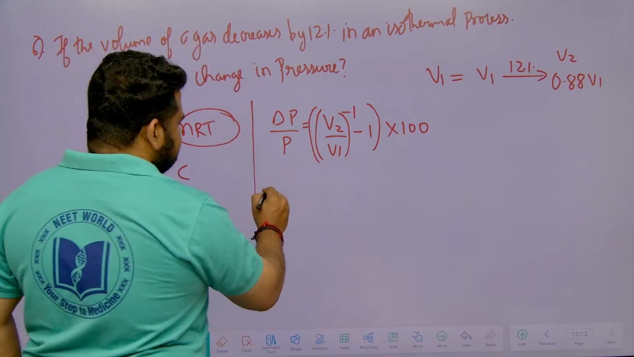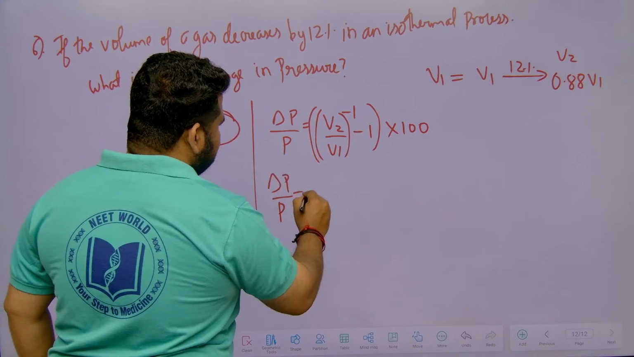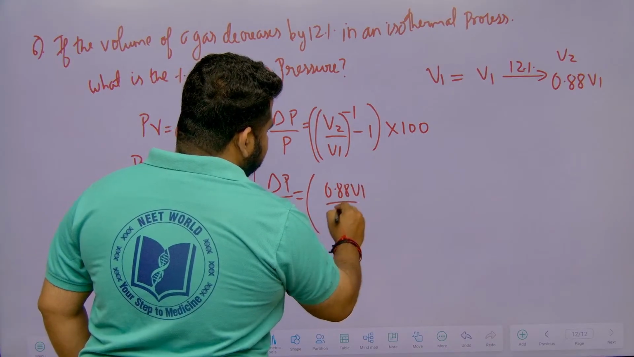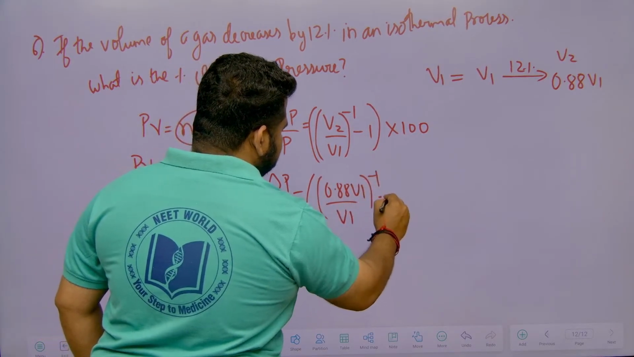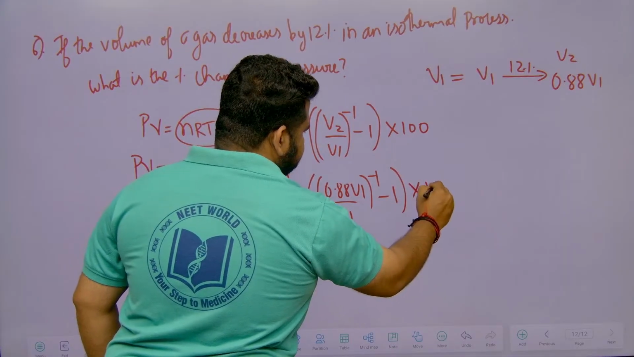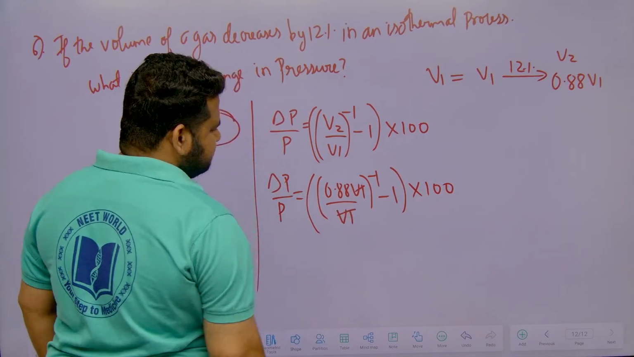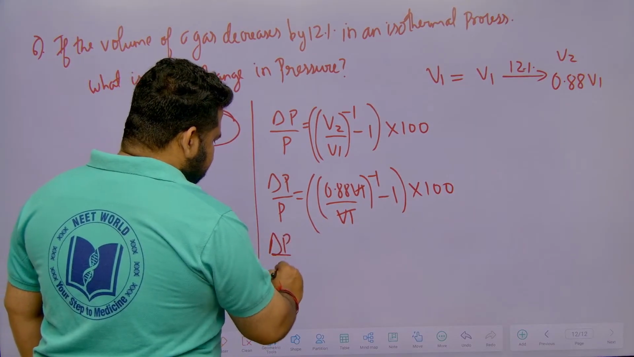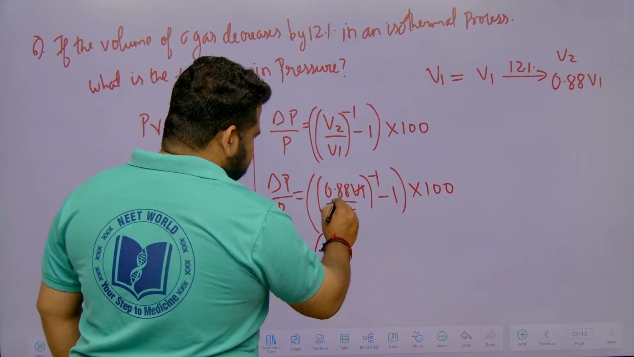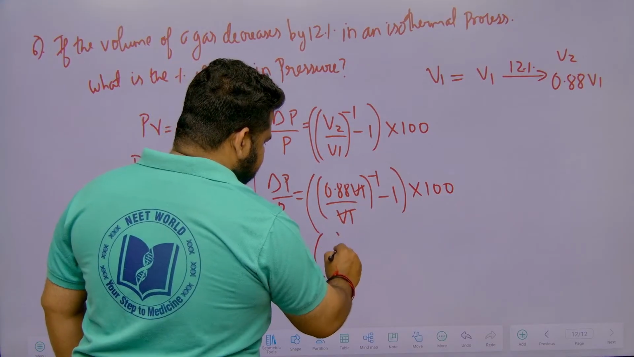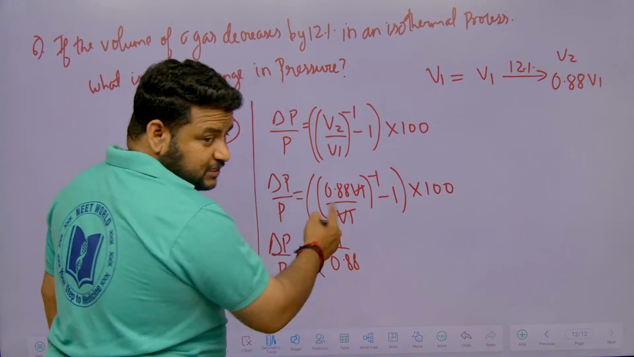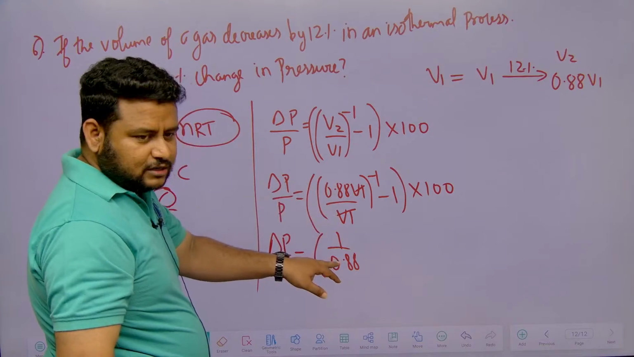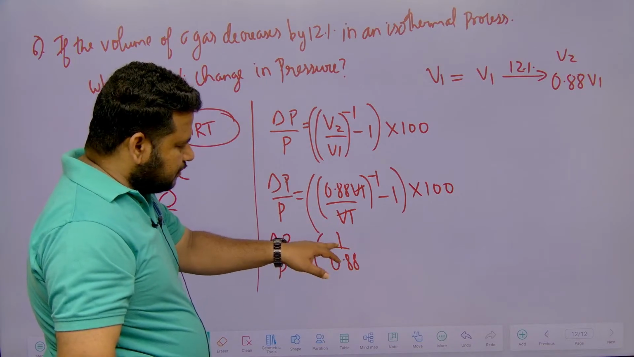So delta P by P will become equal to V2, which we got as 0.88 V1, by V1, to the power of minus 1, into 100. Now V1 cancels. Delta P by P is nothing but 0.88 to the power of minus 1, so I can bring it down, and minus 1 will become plus 1. 1 by 0.88 it will become.